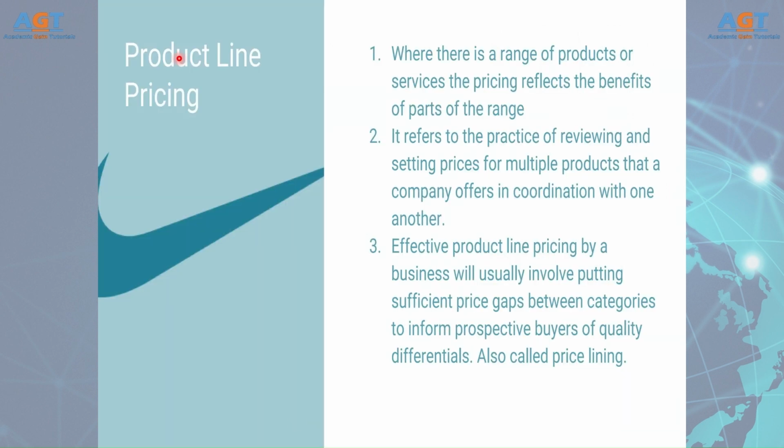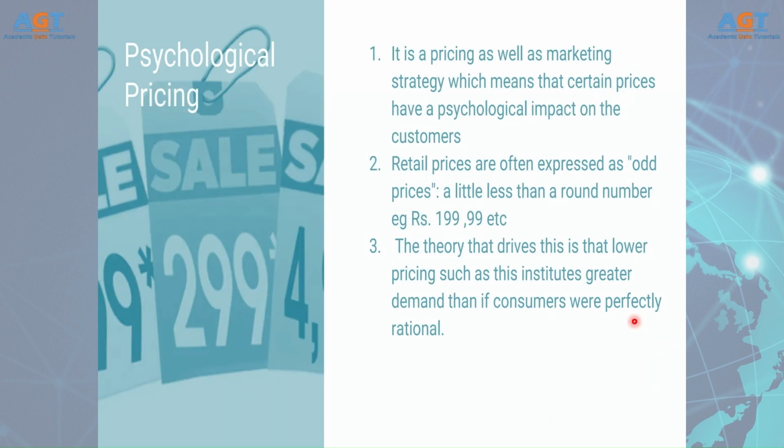Product line pricing. Product line pricing applies when a company sells a range of related products or services. Pricing reflects differences in value and benefits across the range. Firms review and set prices for multiple products together and keep a clear price gap between categories so customers understand quality differences. This is also known as price lining. Great. Next, we move to pricing that influences customer perception, psychological pricing.